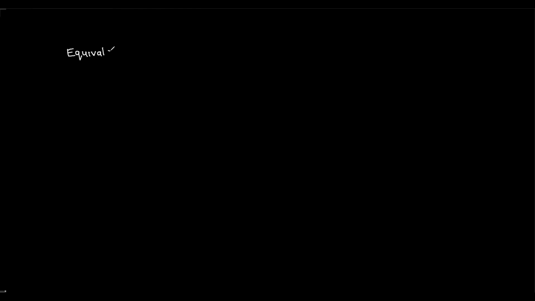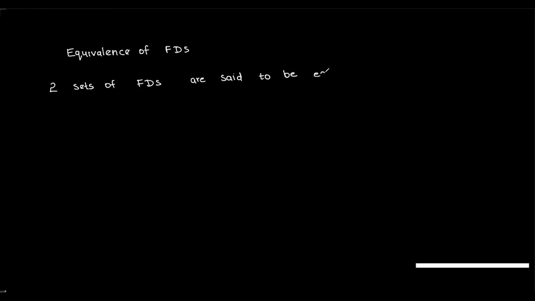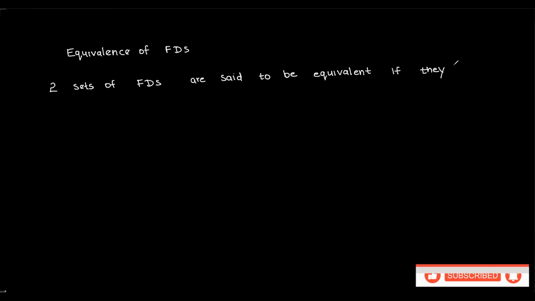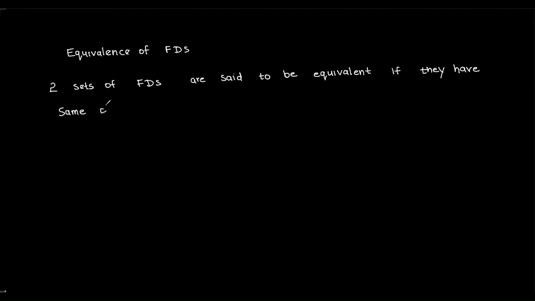All right. So let's start with the definition. Equivalence of FDs definition. Two sets of FDs are said to be equivalent if they have the same closure.